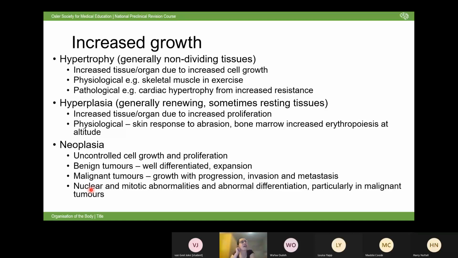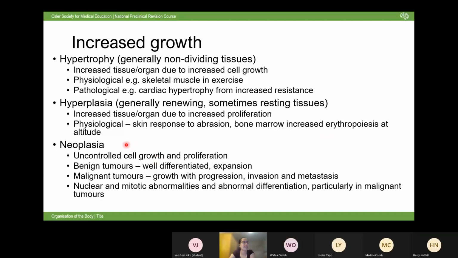hypertrophy. And then hyperplasia is an increase in cell number through proliferation, and this tends to be physiological. So it's in response to there being, for some reason, insufficient cell numbers. So either a cut or something, meaning you need to generate more cells to compensate for that, or in altitude where there's not enough oxygen supply, and detecting that causes increased production of red blood cells to increase your oxygen carrying capacity.